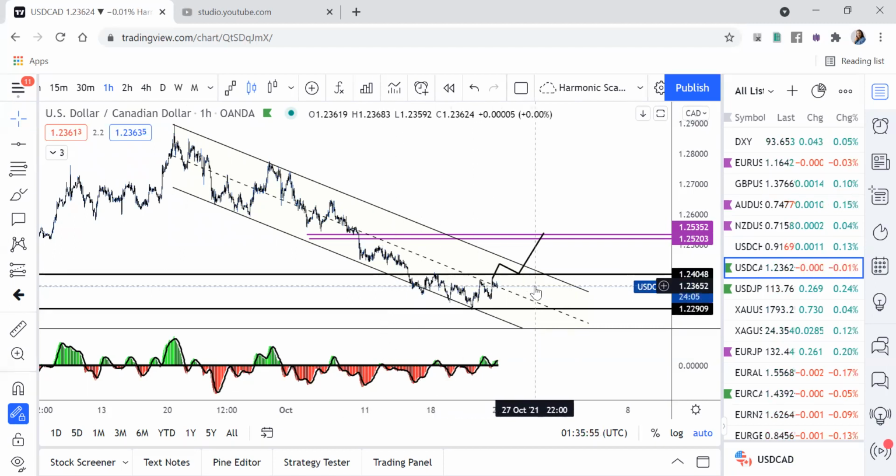So you want to wait, right? So wait for USD CAD to break structure. Identify your 1 hour high, identify your 1 hour low, wait for structure to be broken.